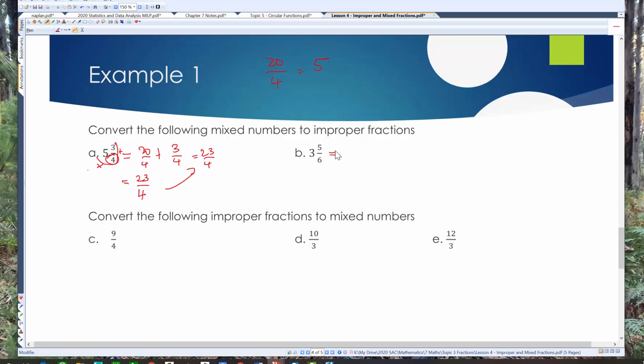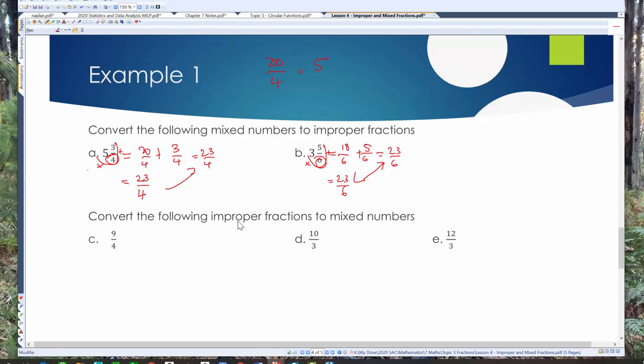With this one, let's do the same thing. 3 is the same as 18 parts on 6 plus 5 parts on 6, which is 23 parts on 6. We can do that algorithmically by going 3 times 6 plus 5. 3 6s are 18, plus 5 is 23, over the same number of parts, in this case is 6, 23 on 6. Again, notice that we got the same answer there, albeit a bit quicker with the algorithm.